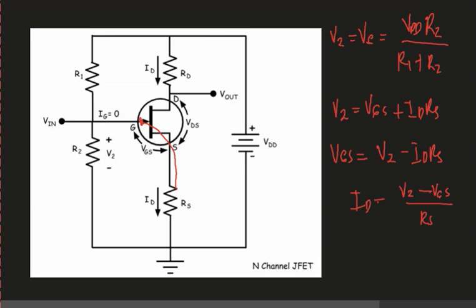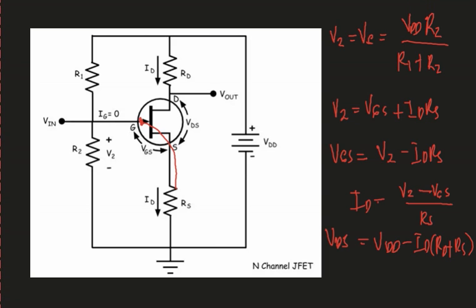And if we solve for VDS here, it is still the same: VDS will be equal to VDD minus ID times RD plus RS. Okay? I just presented this concept so you become aware that solving circuits involving your field effect transistor is the same process.